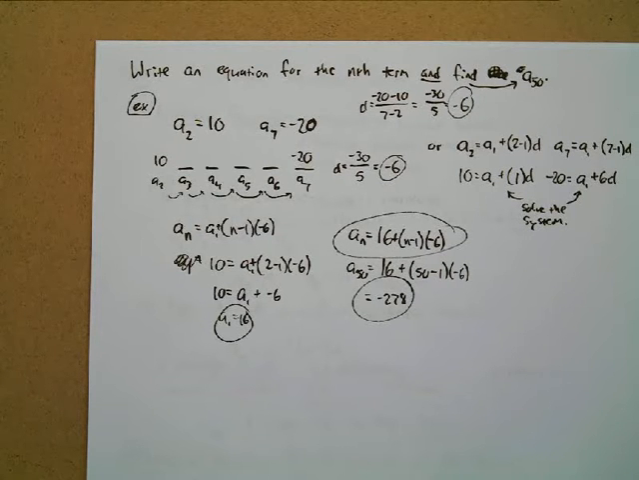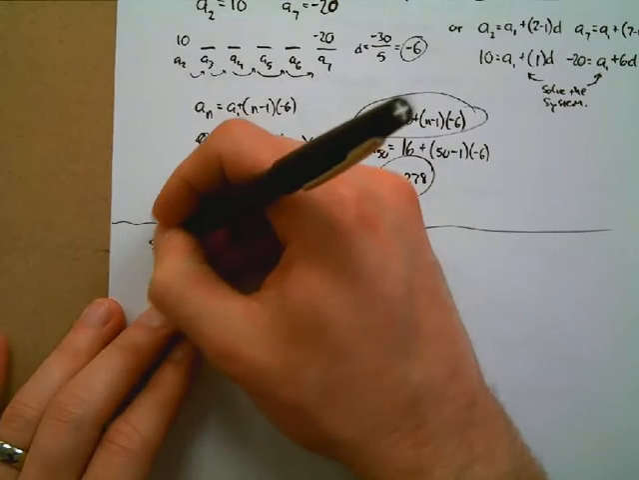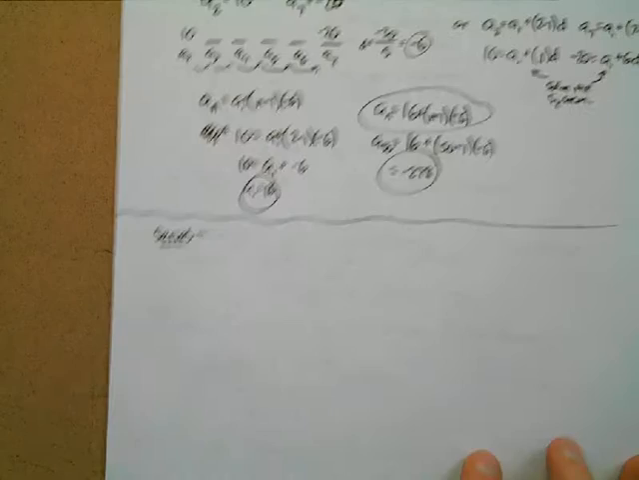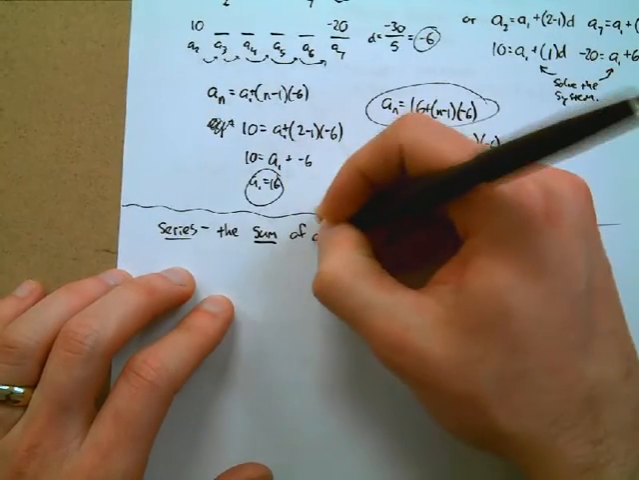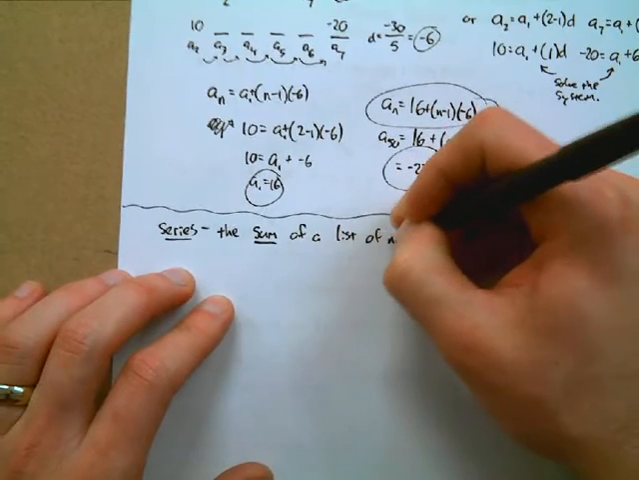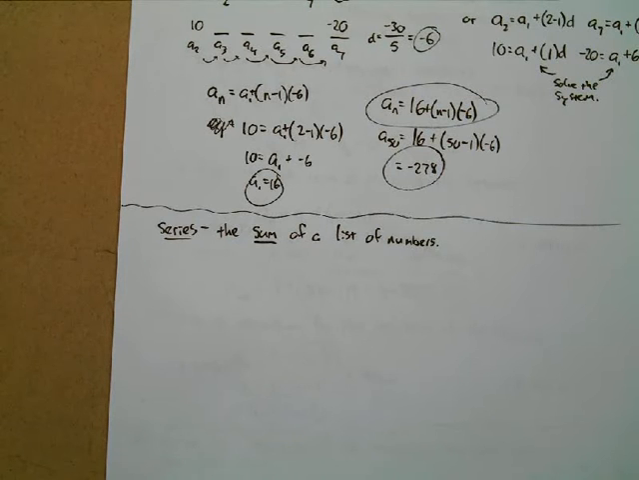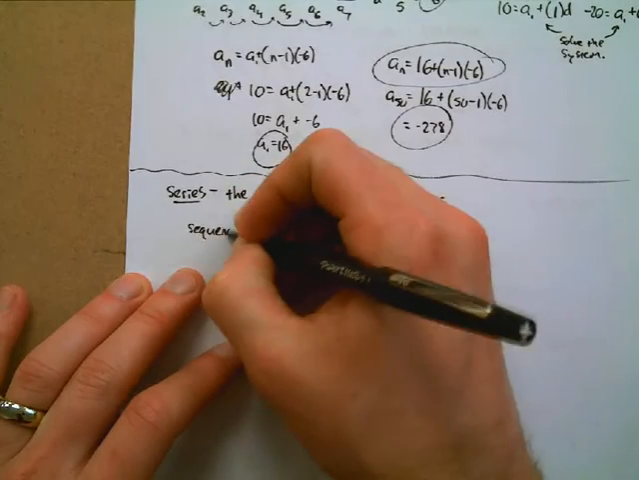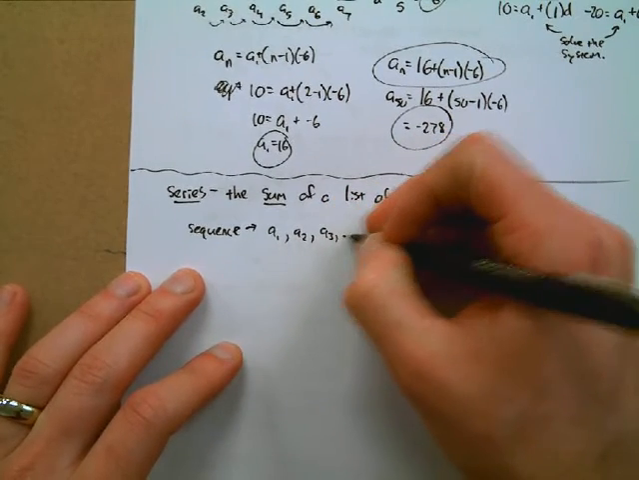So in other words, a sequence has things like a sub 1, comma, a sub 2, comma, a sub 3, comma, dot dot dot, and so on, up to a sub n. A series takes that same list, and instead of it being just a list, you're going to add them up. So it'll be a sub 1 plus a sub 2 plus a sub 3 plus dot dot dot plus a sub n plus dot dot dot, and so on and so forth. That's a series.